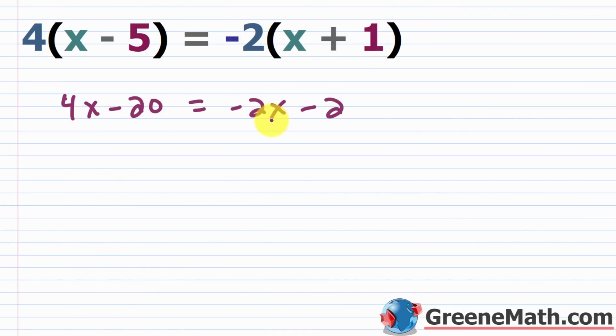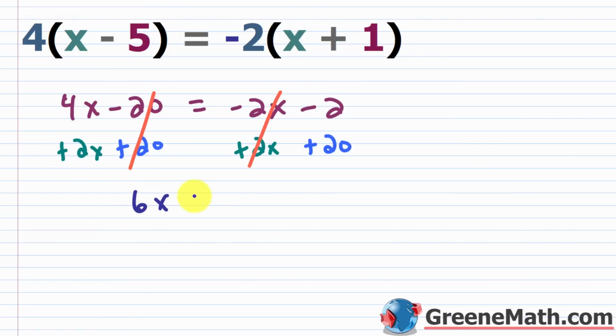Okay, left and the right side, again, nothing else you can do. So you move on to move all the variable terms to one side and all the constants to the other. So all I'm going to do is add 2x to both sides of the equation. And then I'm going to add 20 to both sides of the equation. And so what we're going to see is that this guy's going to cancel and this guy's going to cancel. And what I'm left with is 4x plus 2x. That's going to give me 6x. This equals negative 2 plus 20, which would be positive 18.